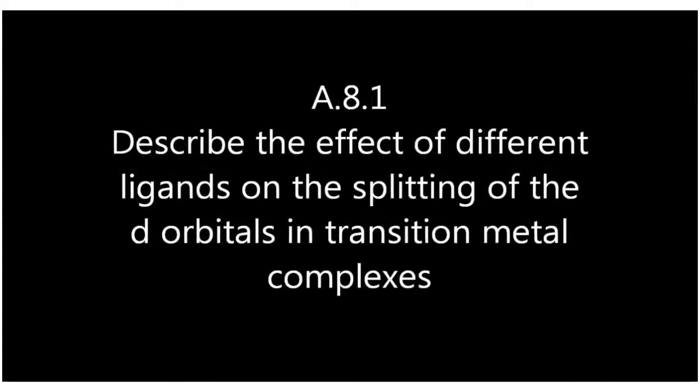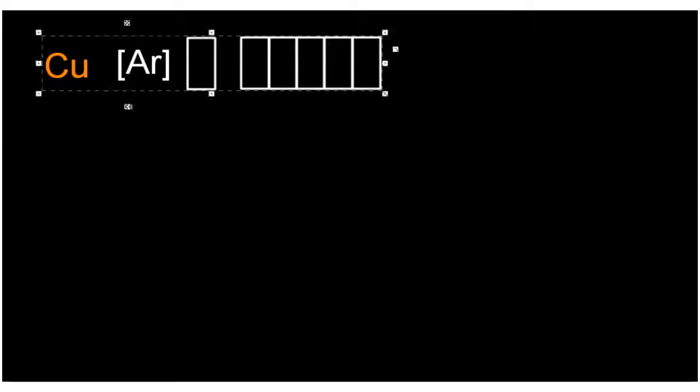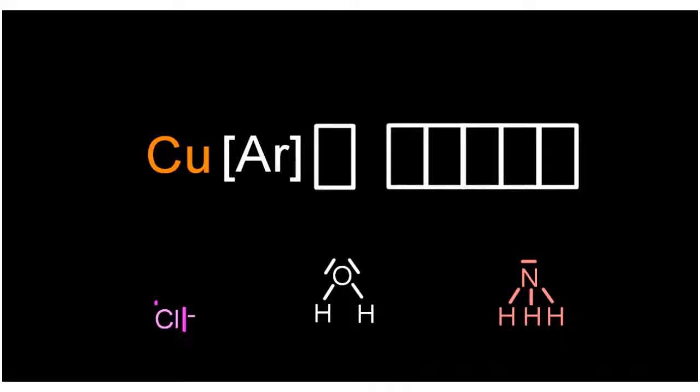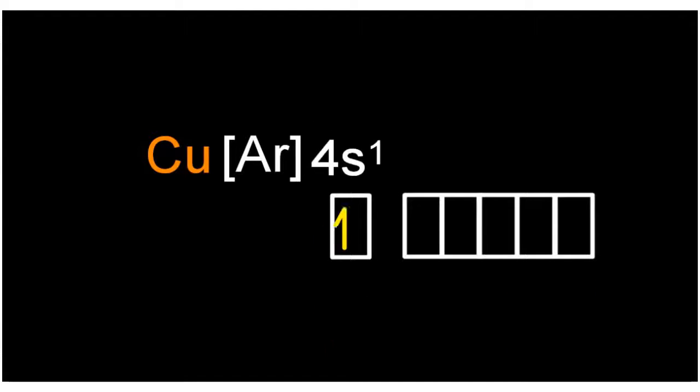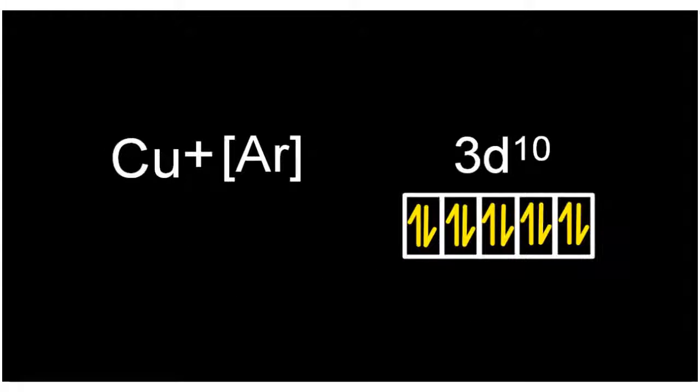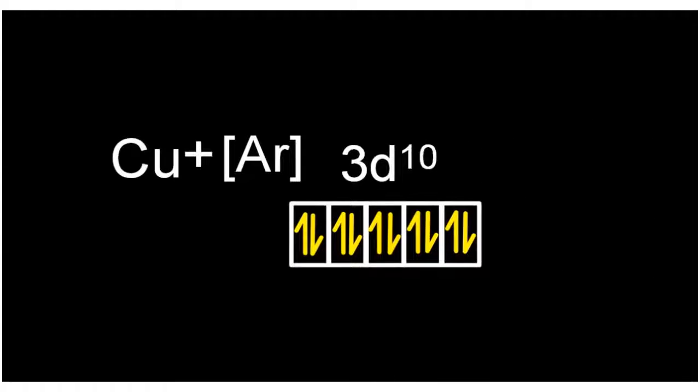Describe the effect of different ligands on the splitting of d orbitals. Well, I'm going to start by drawing out just the electron configuration for copper. So argon, 4s1, 3d10. Remember, that's one of those weird ones. Copper and chromium are the weird ones. Putting in arrows to represent the electrons, following Aufbau, Hund and Pauli rules. Now I need to make it into an ion, because complexes need ions, at least in this part of the syllabus. So I've knocked off the electron from the fourth shell, the valence shell, to make a copper 1+ ion.